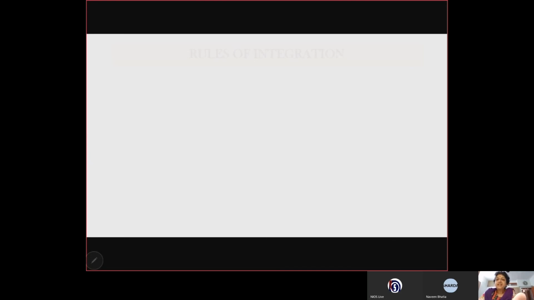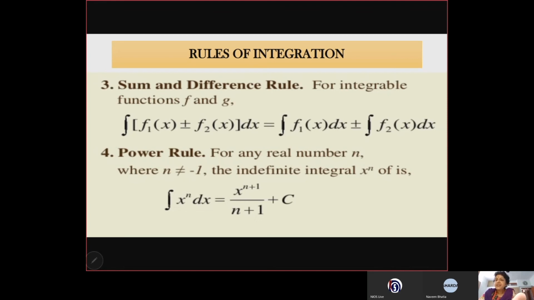Suppose we have a sum or difference of two functions to be integrated. It would be the integral of the first one that's written, plus or minus, whichever sign you have here, the same sign would be repeated, the integral of the second one. And this we just saw that the integral of x to the power of n dx would be x to the power of n plus 1 upon n plus 1 plus c.